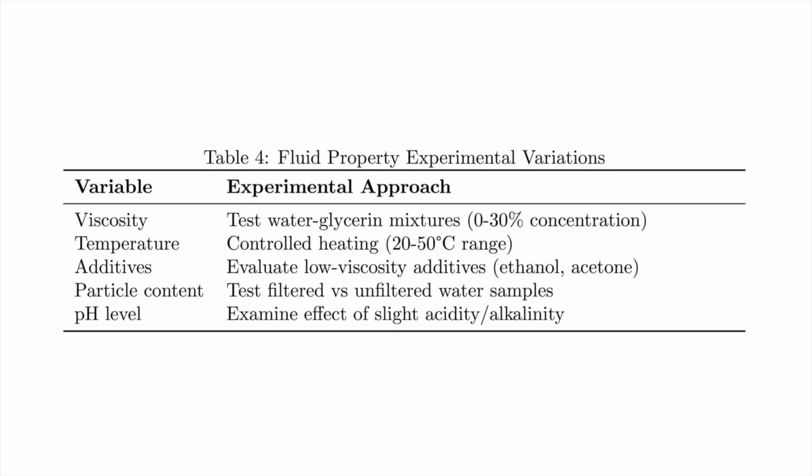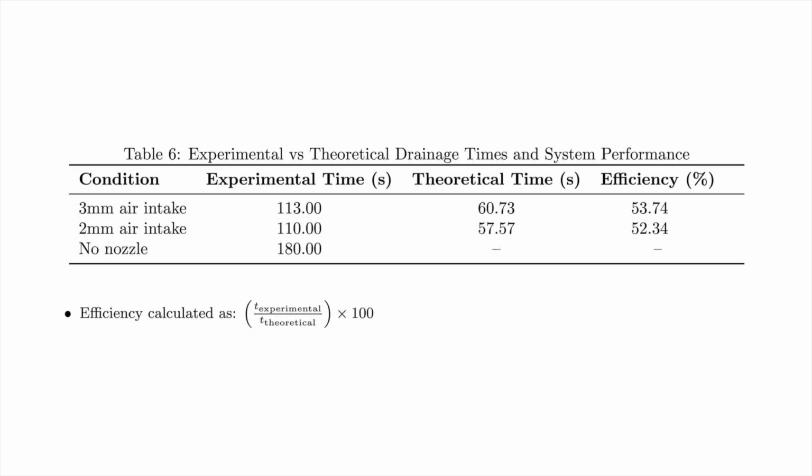Another variable worth testing is water viscosity, which directly affects flow resistance. Slightly heating the water or mixing it with a low viscosity liquid could improve discharge efficiency. These improvements would have enhanced our understanding of the fluid dynamics involved and potentially boosted overall system performance while staying within the experiment's constraints. This table summarizes our experimental drainage times with theoretical predictions for different container configurations.